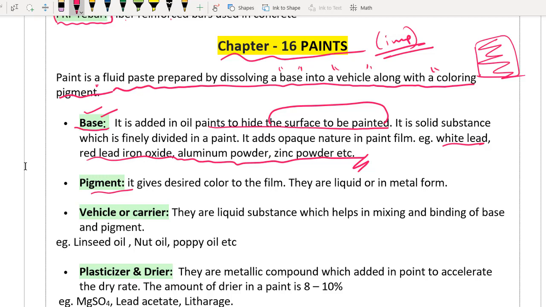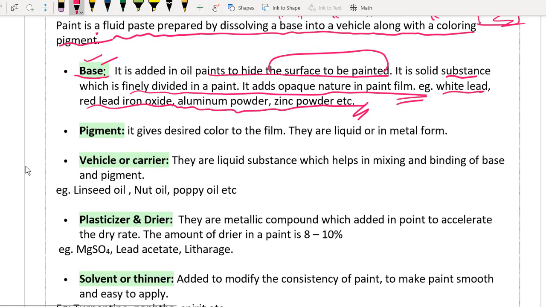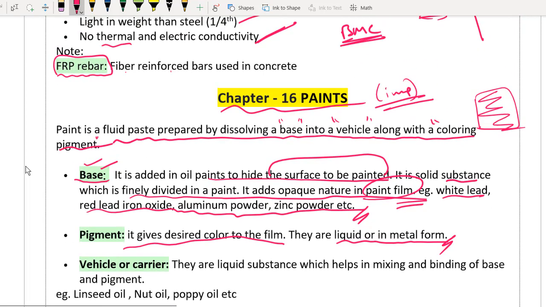I hope it is very clear for you, right? So it is a solid substance which is finely divided into paint. It adds opaque nature to our paint film. Okay, so the opaque nature of our paint film is mainly because of this base. Next is pigment. What will pigment do? Whatever desired color you want for this film, the film which is formed by this base, it is given by this pigment. These pigments can be in liquid or metal form.